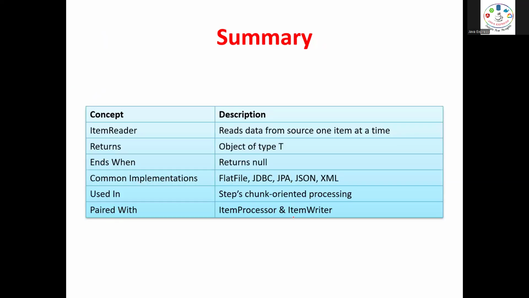Now, the overall summary: if you want to read data one at a time, use an ItemReader of any entity type, and the reading process is complete when you return null. Common implementations are flat file, JDBC, JPA, and JSON, used in step chunk-oriented processing. Like I already told, of 100 records, I want to commit 3 records at a time until the flow is complete. It will be paired with an item processor and item writer. Without these two classes, the reading operation is of no use at all, right? So this is how your item reader works in the Spring Batch architecture.